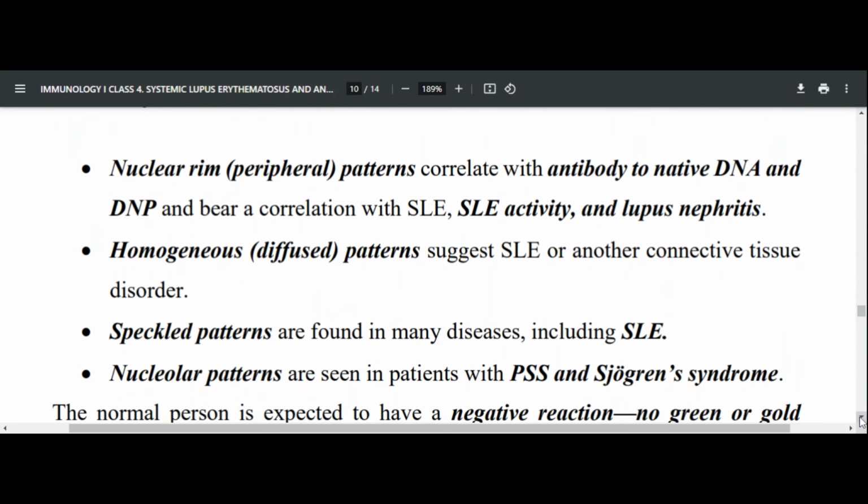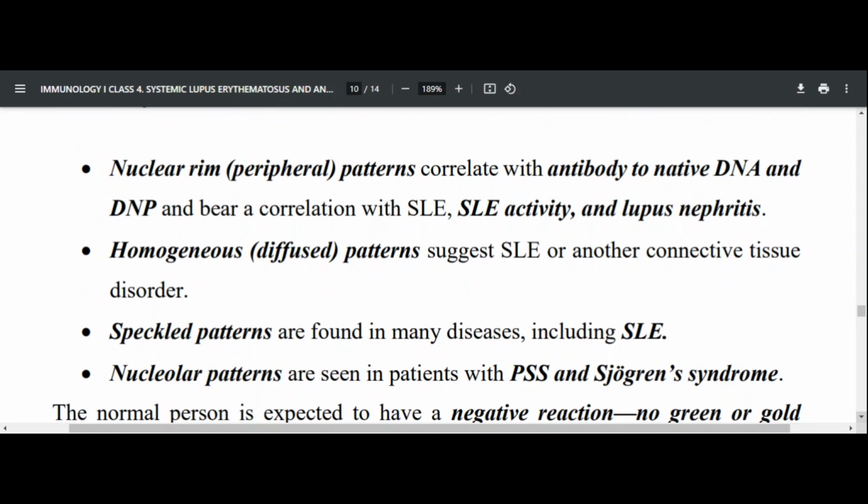So the first pattern that we identify here is what we call nuclear rim, or sometimes also called peripheral pattern. Peripheral pattern is associated with antibody to native DNA and deoxyribonuclear protein, and bears a correlation with systemic lupus erythematosus, SLE activity, and lupus nephritis. So this is what you call rim or peripheral pattern.